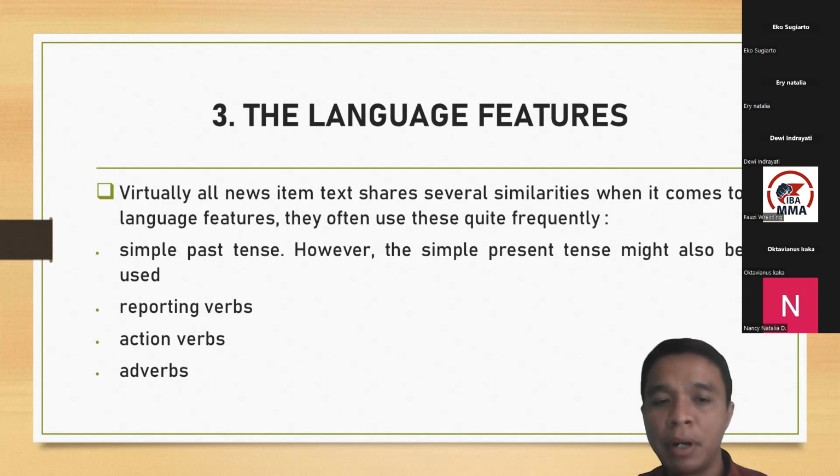So please remember, there are four language features in the news item text. The first one, using simple past tense. The second one, using reporting verbs. The third one, using action verbs. And the last one, using adverbs.